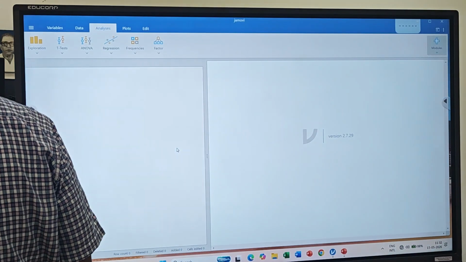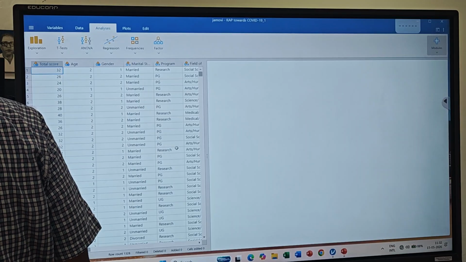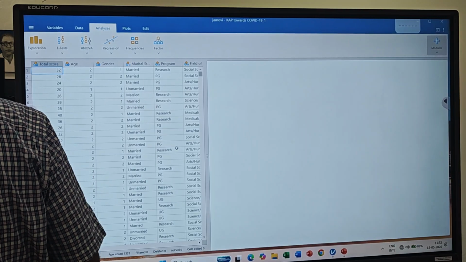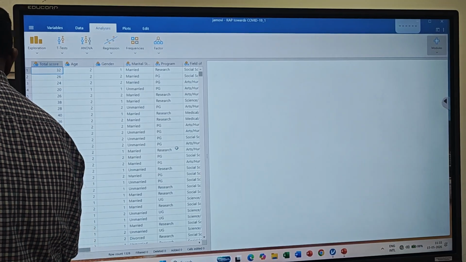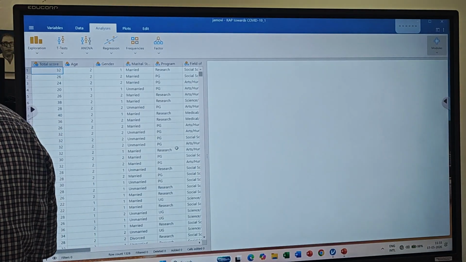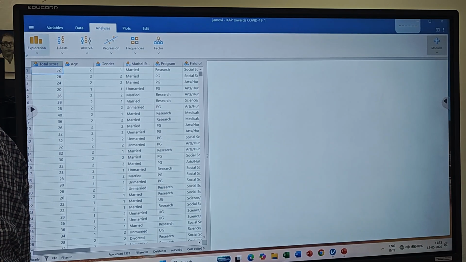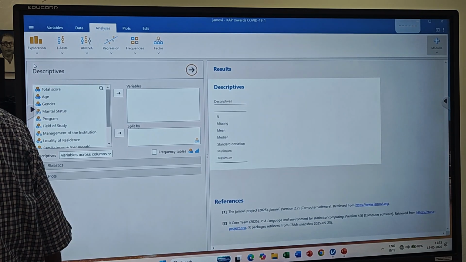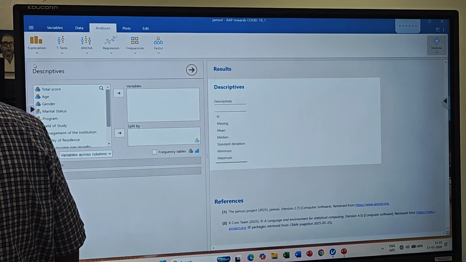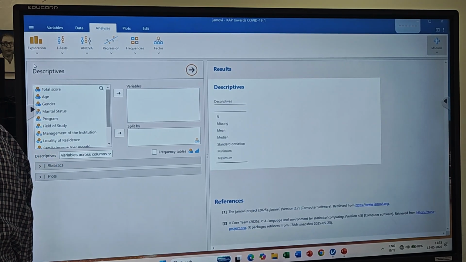Knowledge, attitude, and practices in COVID-19. So we have almost 1,300 data points. It was originally collected for research. So we have the data inside Jamovi. We go for descriptive statistics, then exploration. There is no need to buy Jamovi; it is available free, therefore we can use it.